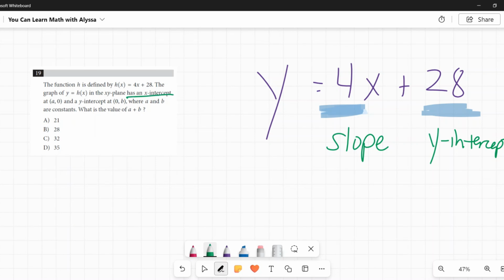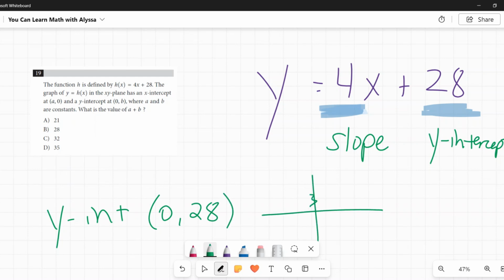They're telling us it has an x-intercept of a, 0, where a is a number, and a y-intercept at 0, b. All right? So first thing, we need to find the x and y-intercept. Well, hey, they've given it to us in a format where the y-intercept is already there. 28 is our y-intercept. So the y-intercept is 0, 28. Because of how the graph is, the y-intercept is somewhere up here. That x is always 0 at the y-intercept. All right, so that's the first part done.